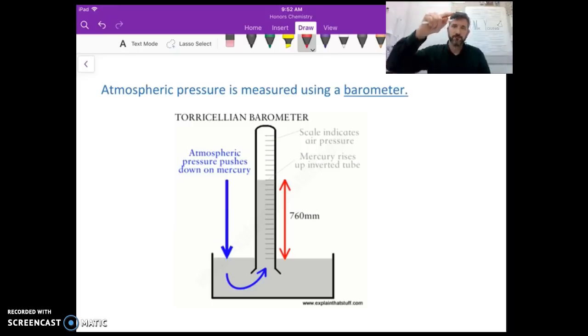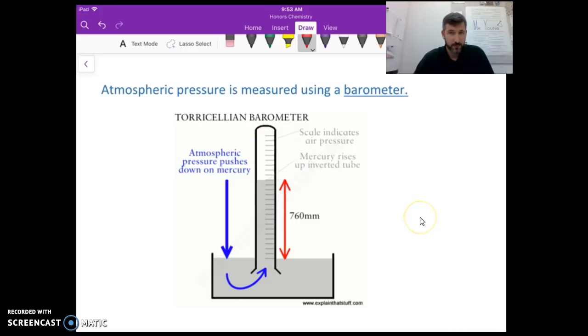flipping it upside down into the dish of mercury. If you've ever done this when you're washing dishes with water, fill up a glass of water and then pull it up from the bottom. As long as you keep the top of the glass underwater, the atmospheric pressure will support the water inside of the glass in the sink. Well, mercury is heavier than water, so it doesn't quite support all of the mercury to keep the tube filled up, which is why you have this empty space here at the top.